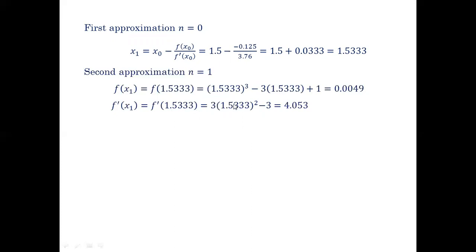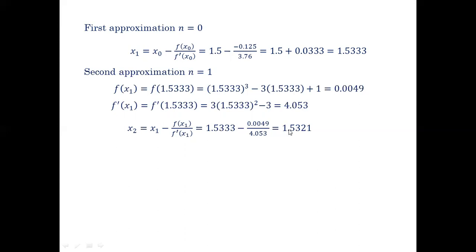So that is 3 into x square minus 3. Therefore, f dash of 1.53333 is equal to 3 into 1.5333 whole square minus 3. Simplification gives 4.053. Therefore, the formula is x2 is equal to x1 minus f of x1 by f dash of x1. x1 is 1.53333 minus f of x1 is 0.0049 by f dash of x1 is 4.053.